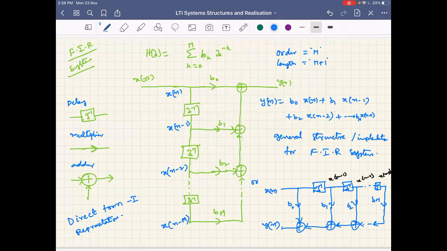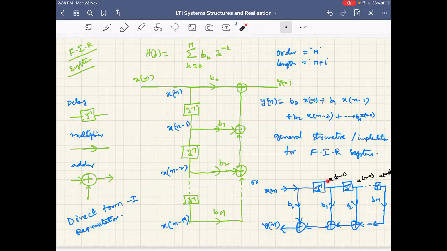As you can see, y of n is the output and x of n is the input. x of n goes here and is multiplied with b0, and you get the first term, b0 into x of n. With a delay, x of n minus 1 into b1, the second term. x of n minus 2 into b2, the third term, and so on up to m terms, x of n minus m into bm, the final term. All these put together, what you get is y of n.